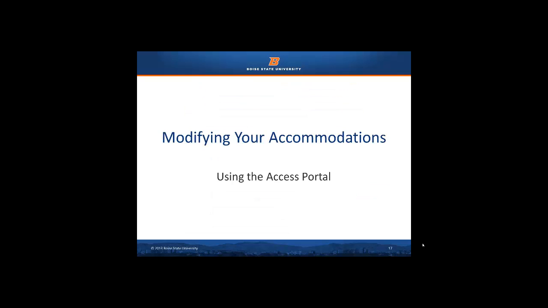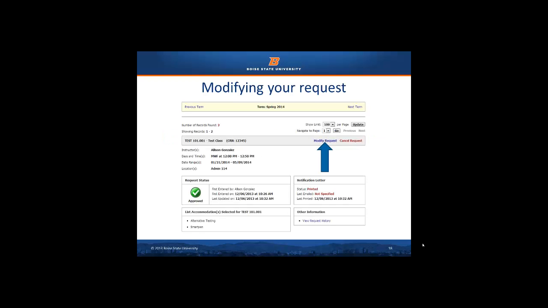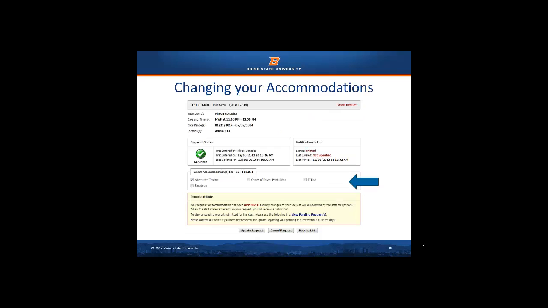The next section we will walk you through is modifying your accommodations after they've been approved. If you need to change your accommodations in a specific class, then you will need to click on Modify Request. After clicking Modify Request, you will be able to check additional accommodations that you are approved for or uncheck accommodations that you previously requested but now no longer need in that class. When you're finished, click Update Request.